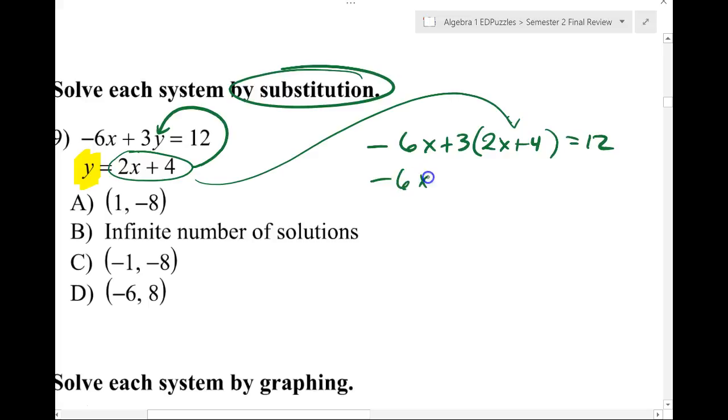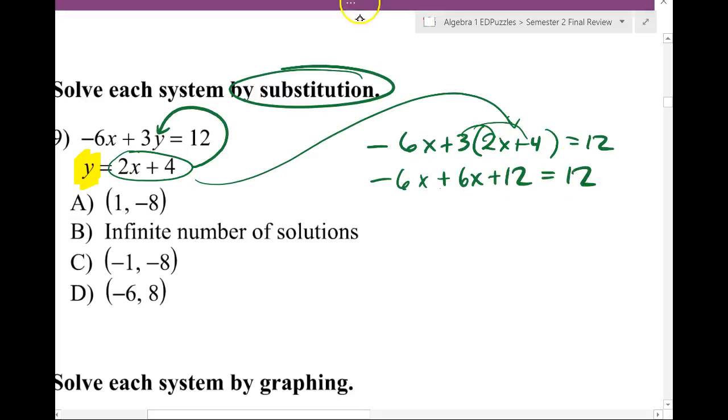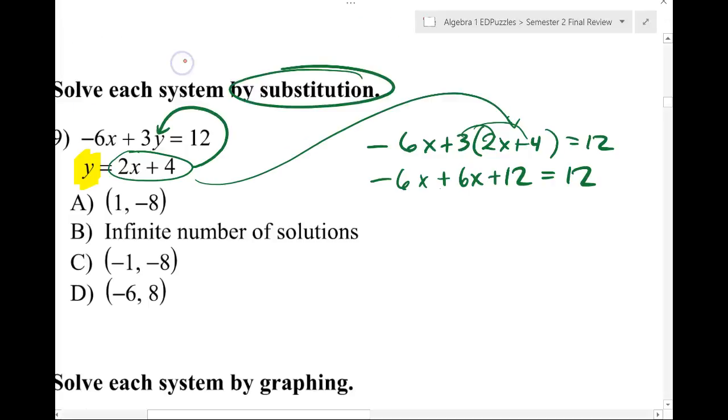So now, first thing I'm going to do is distribute this 3, or multiply it. 3 times 2x is positive 6x. 3 times 4 is 12. And some of you guys are already like, wait a minute. This looks a little fishy. Okay, so now what I want to do is combine like terms. So I have negative 6x plus 6x. Uh-oh, it's 0.